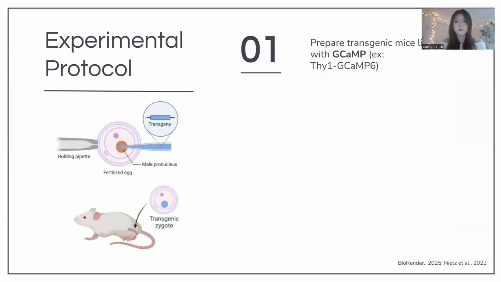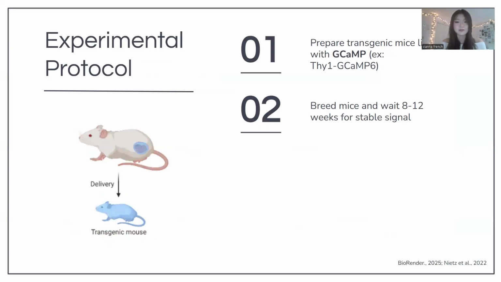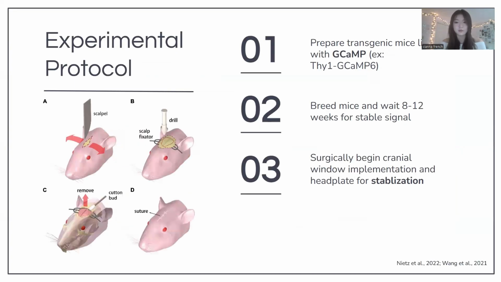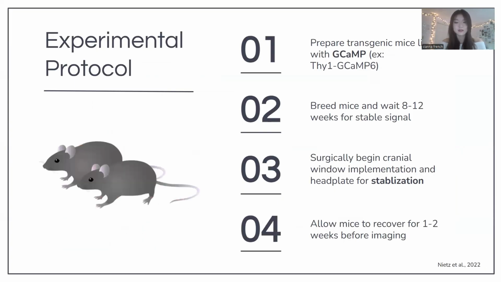For the experimental protocol, the first step is to prepare transgenic mice with GCaMP, a genetically encoded fluorescent indicator that makes neural activity visible as it binds to calcium ions for tracking. Then breed the mice and wait 8 to 12 weeks for a stable signal to make sure it's bright enough for imaging. Surgically begin cranial window implantation and put in a head plate for stabilization during the behavioral tasks, then allow the mice to recover for 1 to 2 weeks before imaging.